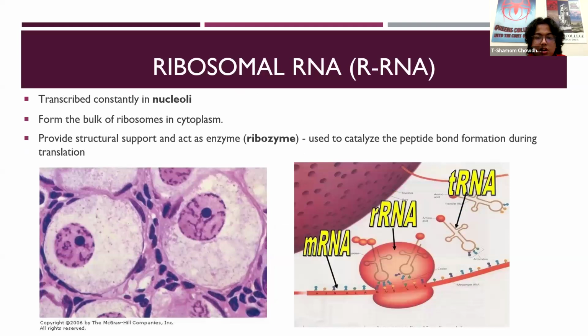Lastly, you have ribosomal RNA. Ribosomal RNA is transcribed constantly in the nucleoli. It forms the bulk of the ribosomes in the cytoplasm, where protein synthesis occurs.